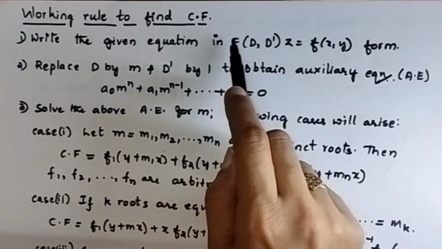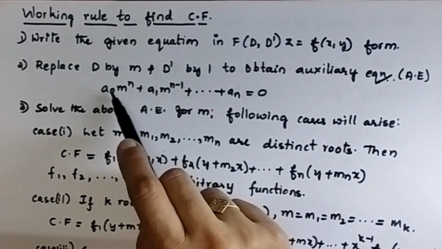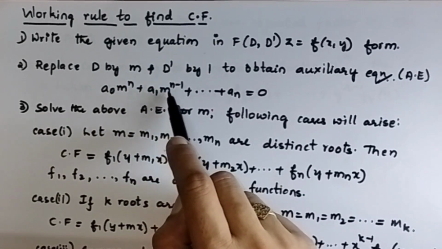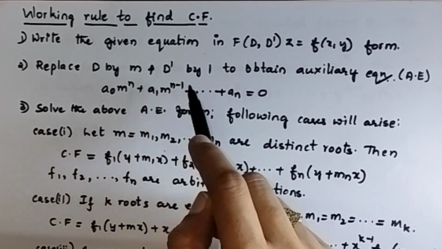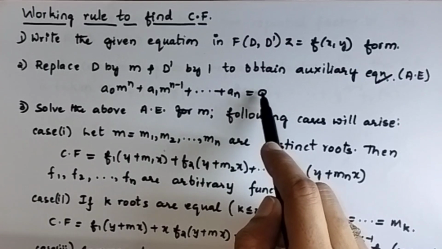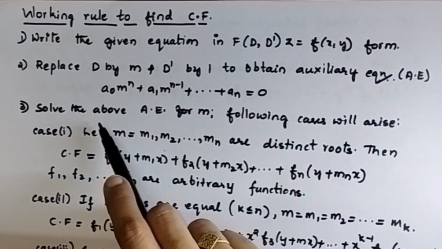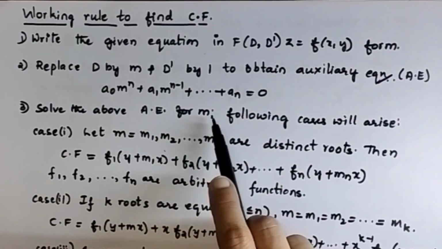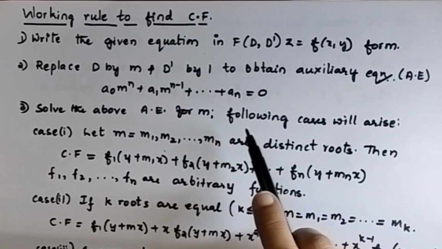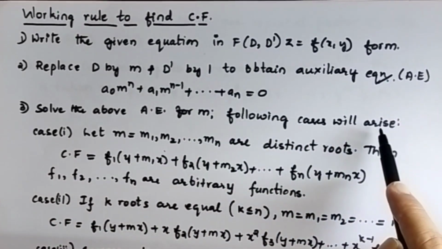That is, you will get the auxiliary equation in the form a naught m power n plus a1 m power n minus 1 plus so on up to an equal to 0. Next, third step is you have to solve this above auxiliary equation for m. Then you will get different cases.